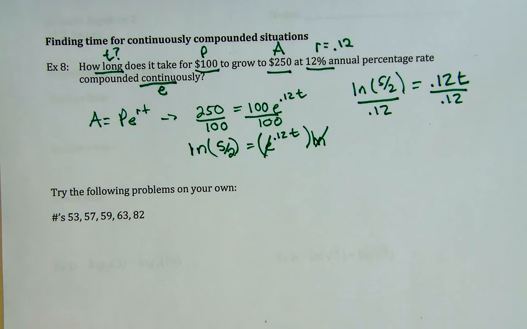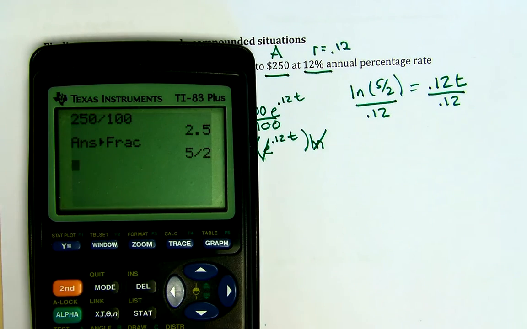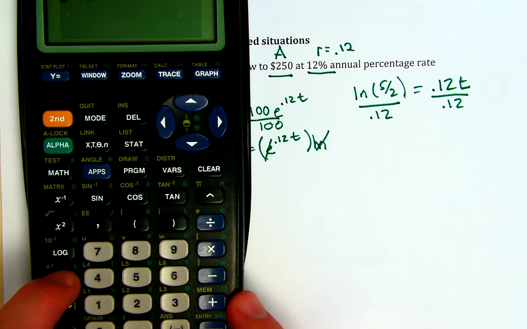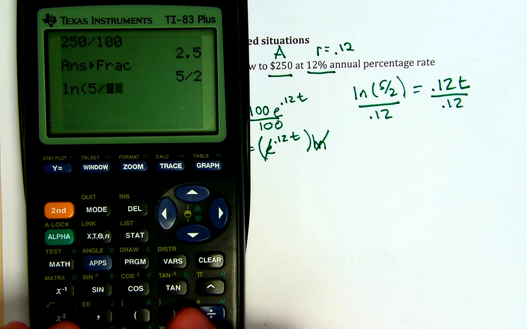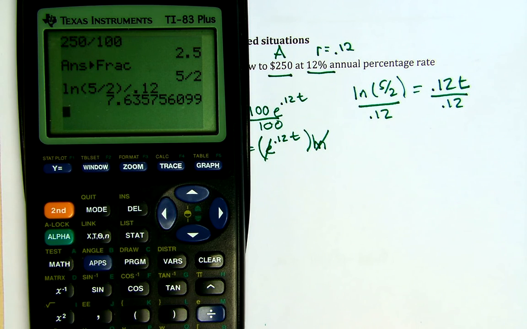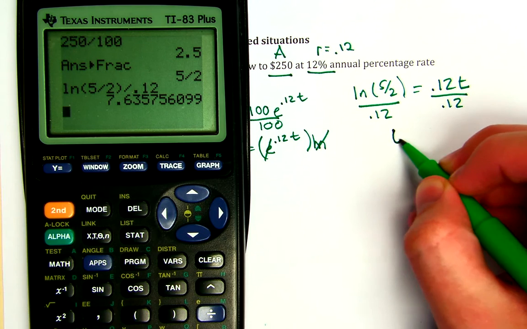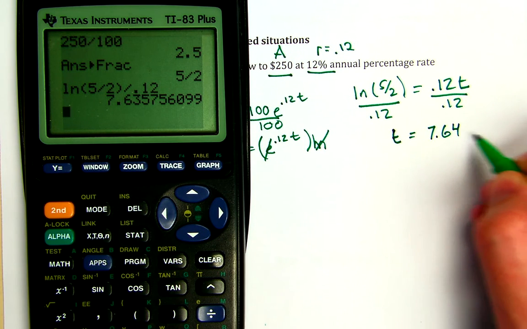So let's go through that in our calculator. Natural log is down here under log. So I want the natural log of 5 halves, 5 divided by 2, and I'm going to divide that natural log by 0.12. I get 7.64, rounding to 2 decimal places. So t equals 7.64, and I'm talking about years here.